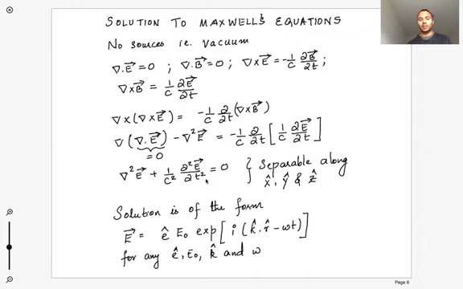So the first thing you notice here is if you want to work in Cartesian basis, then E has an x, y, and z component, and there's no coupling between the components, right? You can basically write out this vector differential equation as 3 scalar differential equations, one along the x-axis, one along the y-axis, one along the z-axis. They're all separate equations. There's no coupling between them in this case.